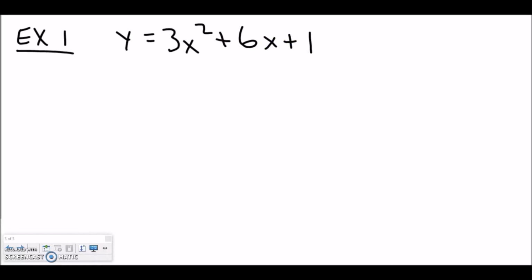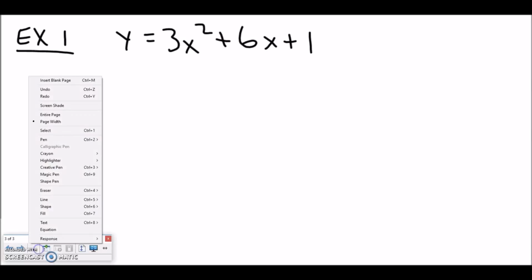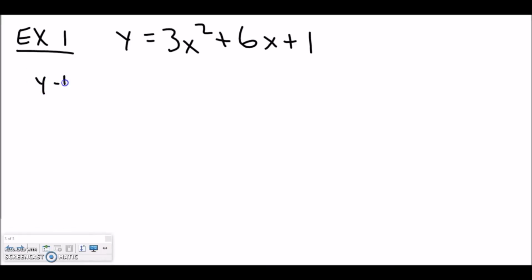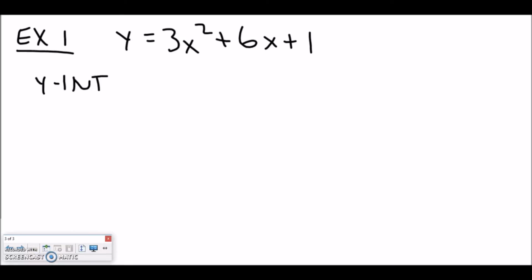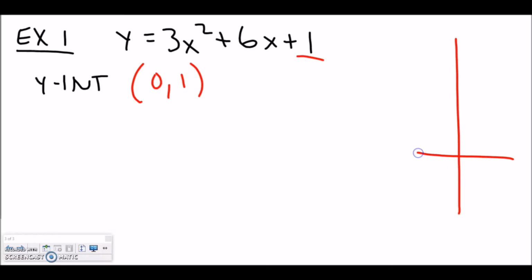Well, the first thing we can do, and I'm going to go in a slightly different order because I'm going to do one thing that's very easy first, is we can find the y-intercept. And if you remember from the last section, the y-intercept is when we let x equal 0. If x was 0, what would y equal? Well, it just equals 1. It just equals the number that's out there, or the c term. So the y-intercept is 0, 1. That's easy.